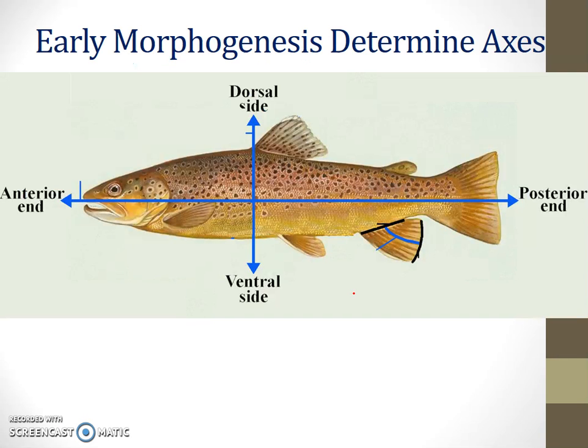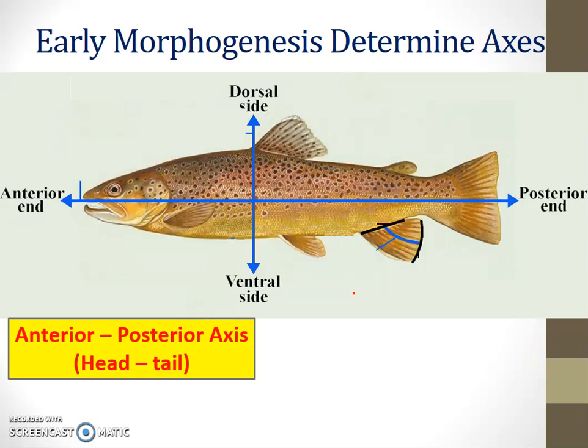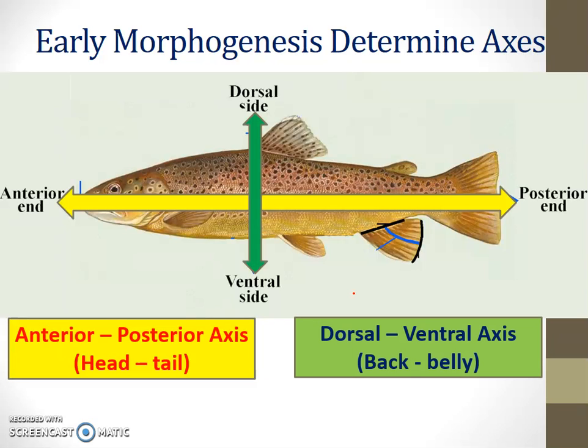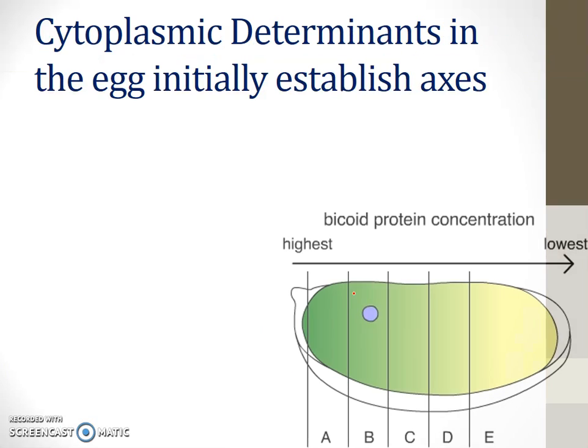So when we talk about organisms, we talk about them in terms of the anterior or posterior ends, and that's your head to tail axis. Dorsal is like the back, and the ventral is the stomach. So we have different axes that we can reference. So as we talk, we're going to talk about the anterior and posterior ends.